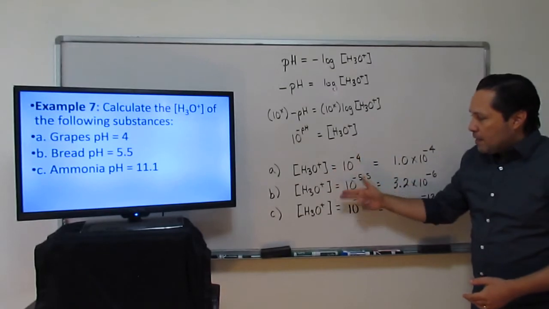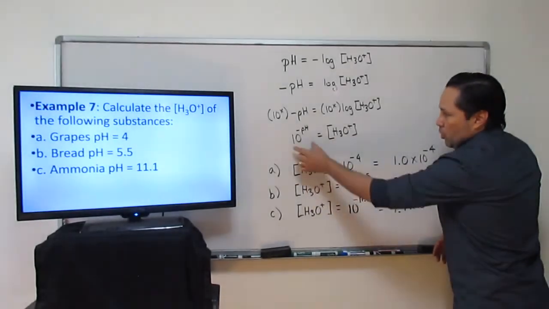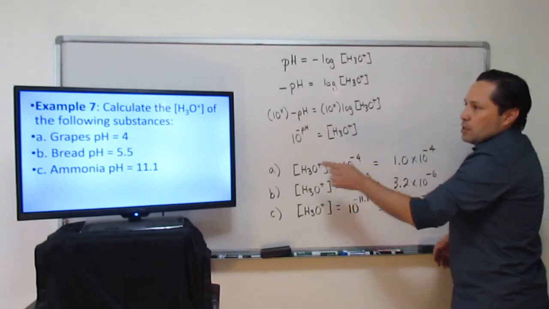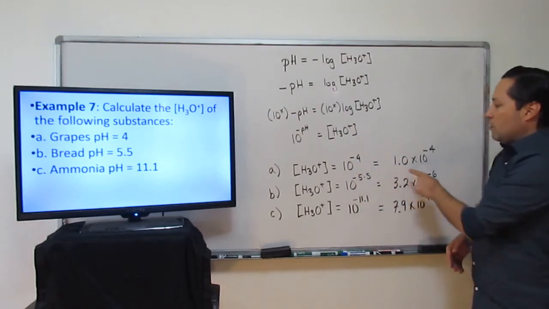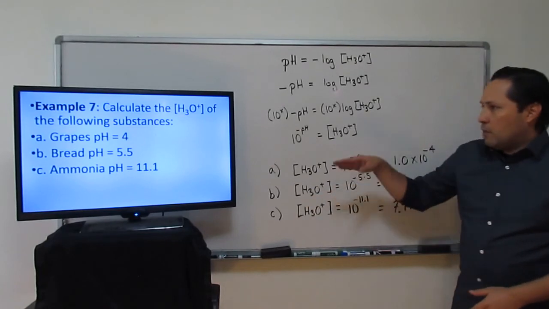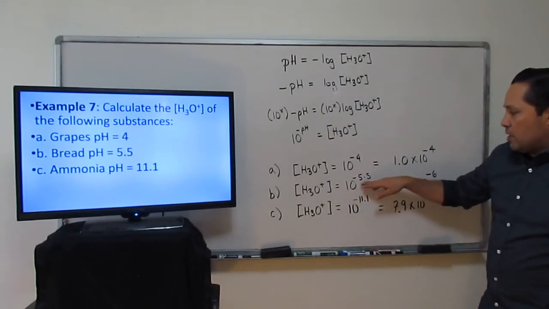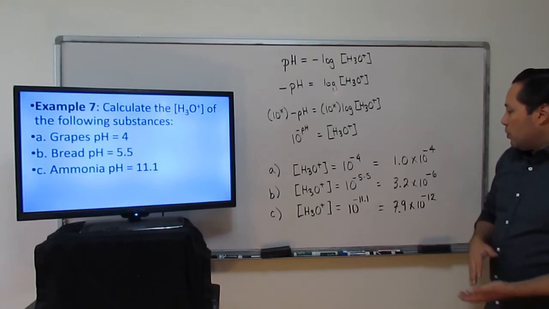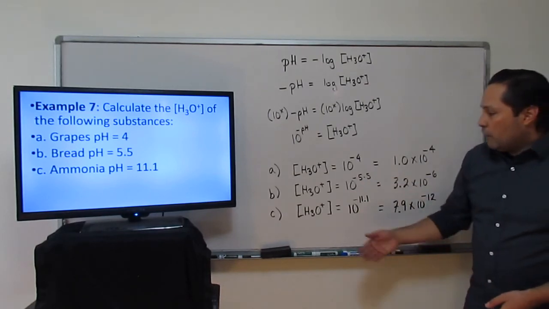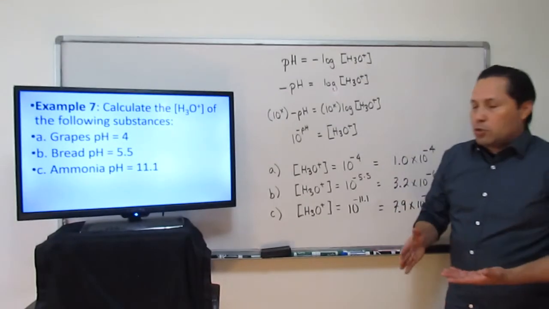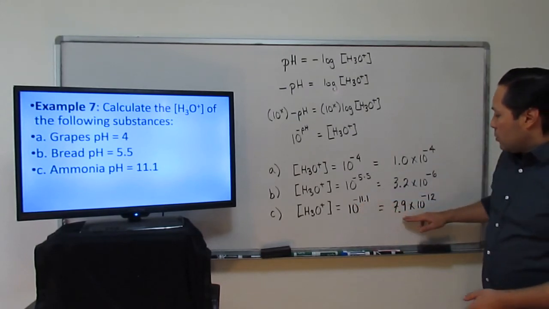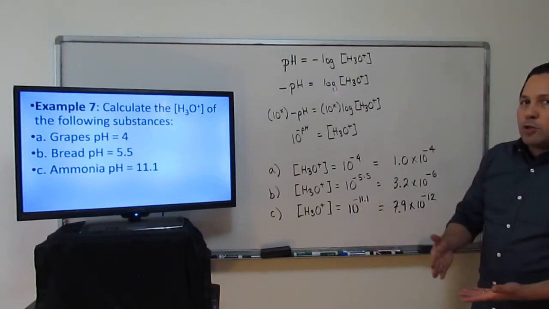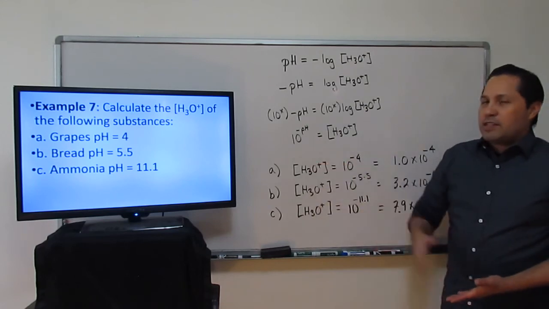So now for parts A, B, and C, what I've done is put the hydronium ion concentration here, 10 to the negative pH. For A, the pH is 4, so I substitute the pH of 4, put it in my calculator, and it gives me 1 times 10 to the negative 4 molar. Next, for bread, a pH of 5.5, so it's 10 to the negative 5.5, which gives us 3.2 times 10 to the negative 6 molar. And finally, the pH of ammonia, which is used as a household cleaner, is 11.1, so 10 to the negative 11.1 gives us 7.9 times 10 to the negative 12 molar. All right, so that is example 7.